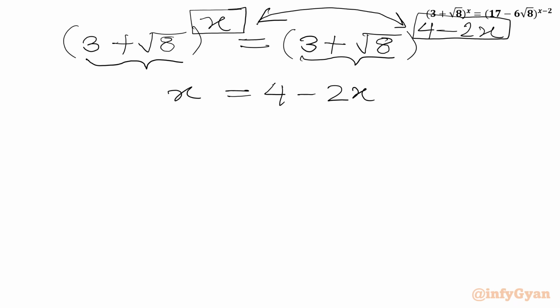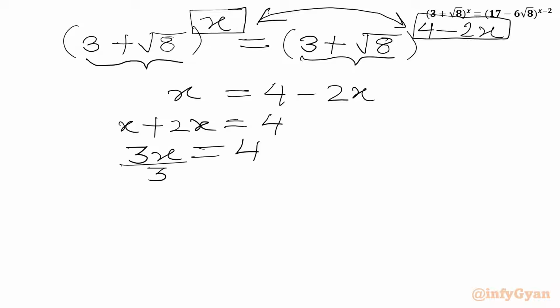Now we will add 2x to both sides. x plus 2x will be equal to 4, or we can write 3x equal to 4. Now we will divide both sides by 3 to get our answer: x equal to 4 over 3.